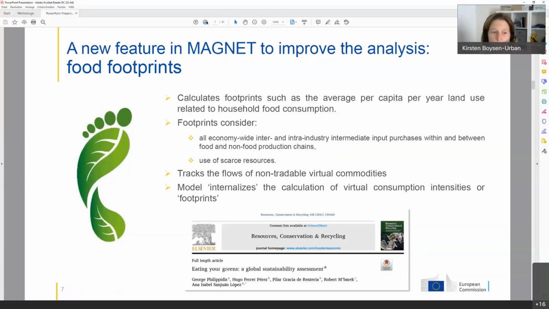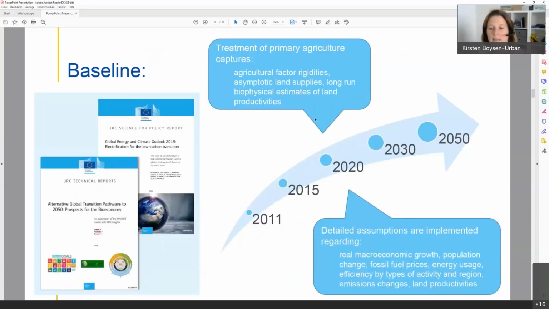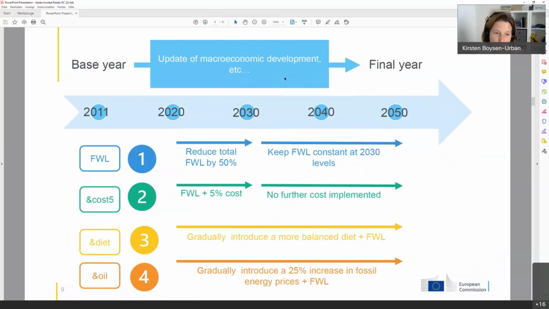We started our project with a baseline. I don't want to spend too much time on the baseline. This is in the end based on the Global Energy Climate Outlook published by the Joint Research Center. And we project the model to the year 2050 by accounting for detailed assumptions with regard to the macroeconomic development, population growth, changes in fossil prices, etc. And we also account for a detailed treatment of primary agriculture development. In addition to this baseline, we assess here 4 different scenarios.